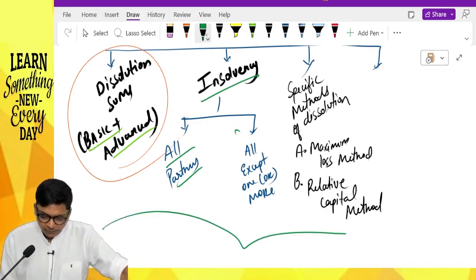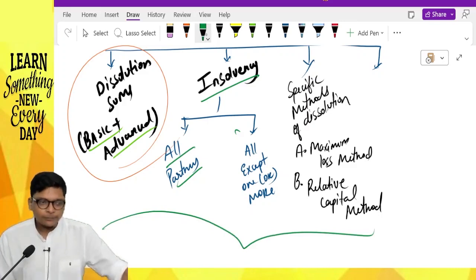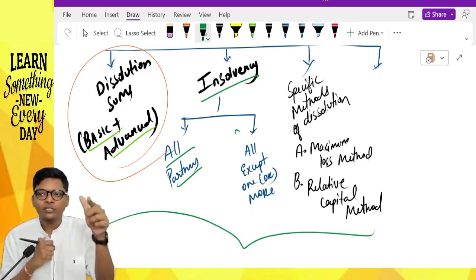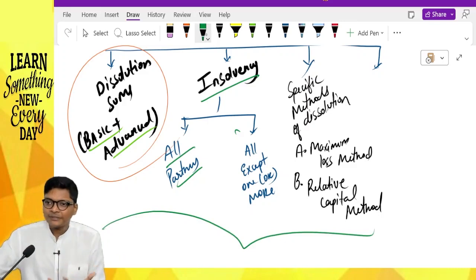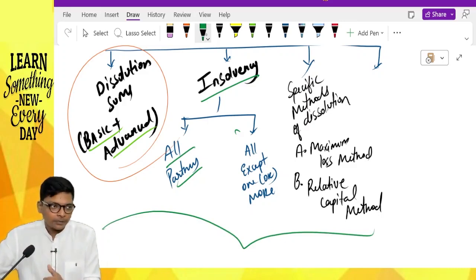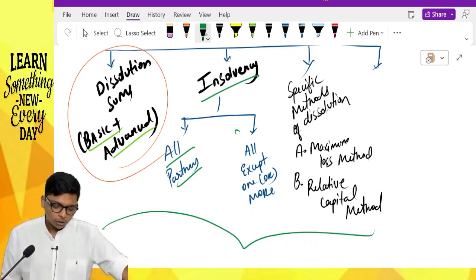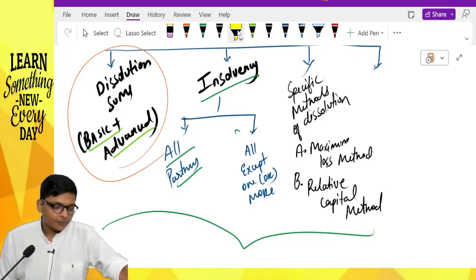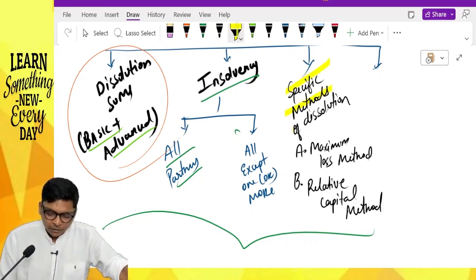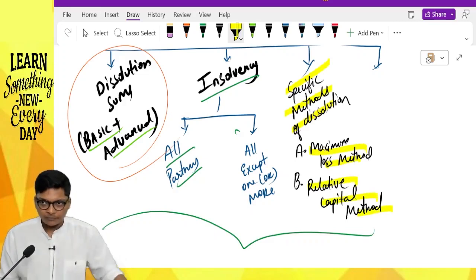Till here, before I go to the 4th chart, is a module, one separate chapter in your study material. This is the syllabus removed from Inter. Our fourth bucket has one more concept which is there in the Inter new syllabus also. Are you able to follow? So, let me give you a quick brief. What is a specific method of dissolution? Maximum loss and relative capital.